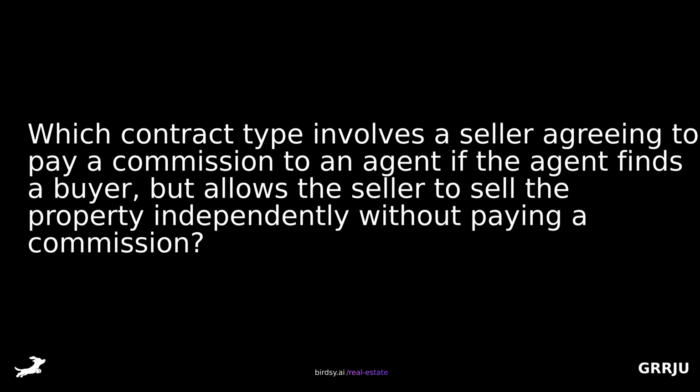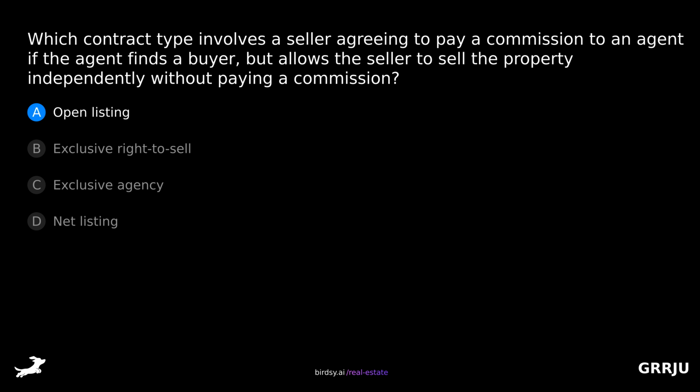Which contract type involves a seller agreeing to pay a commission to an agent if the agent finds a buyer, but allows the seller to sell the property independently without paying a commission? Is it A, open listing? B, exclusive right to sell? C, exclusive agency? Or D, net listing?